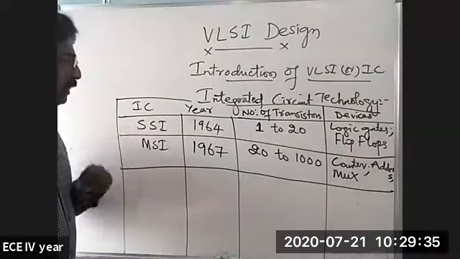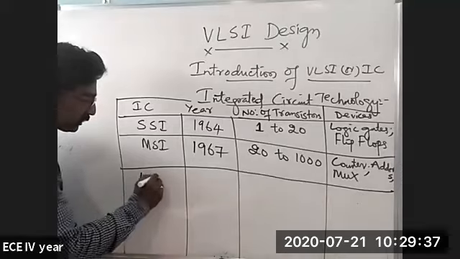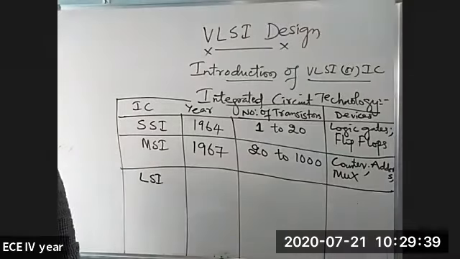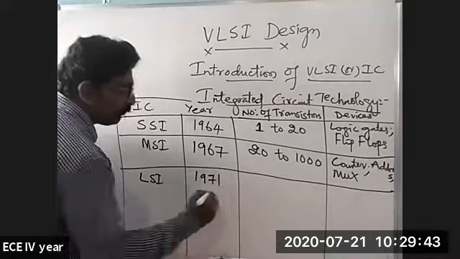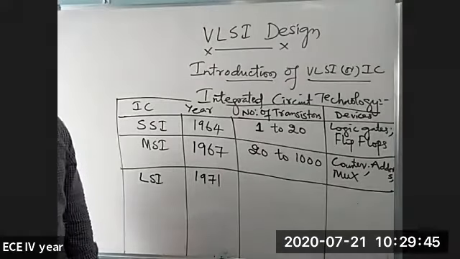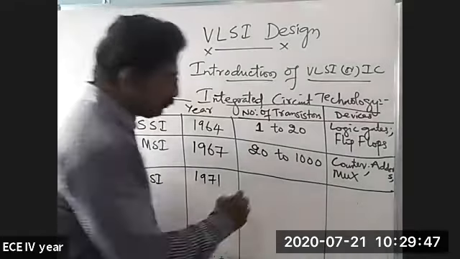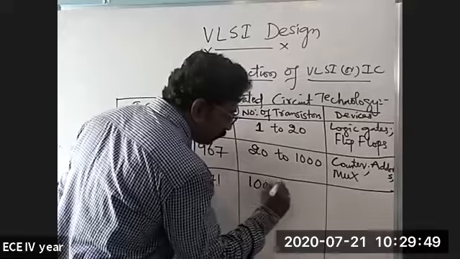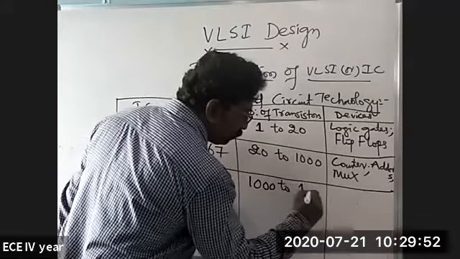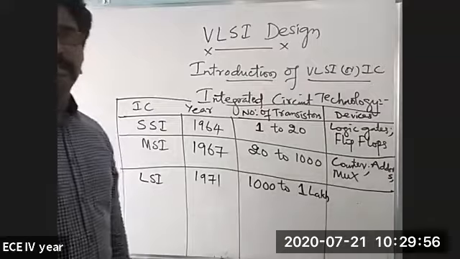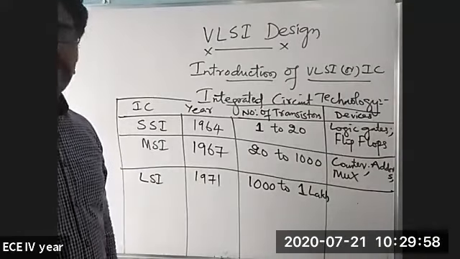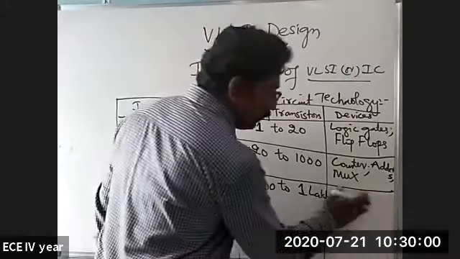Small scale integration, medium scale integration, then large scale integration, LSI. LSI is large scale integration. It came in 1971, where we went from 1,000 transistors to almost 1 lakh transistors put on one integrated circuit.